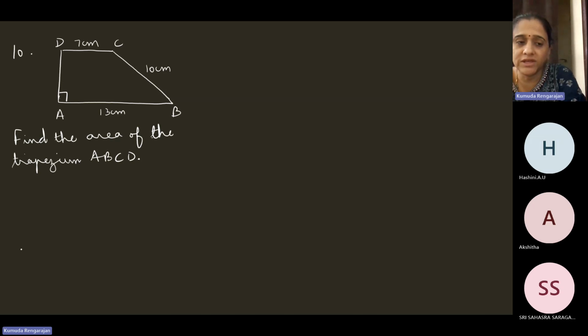What is the formula to find the area for trapezium? Half h into a plus b. I'm asking you the values of a and b to be used in the formula. What is the value of a? What is the value of b?